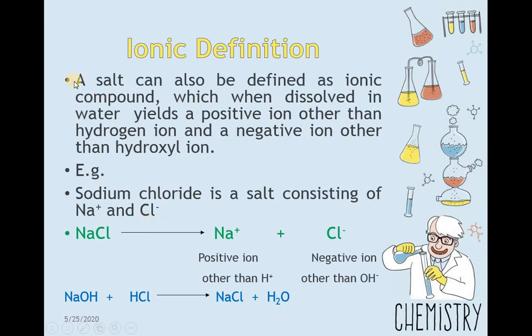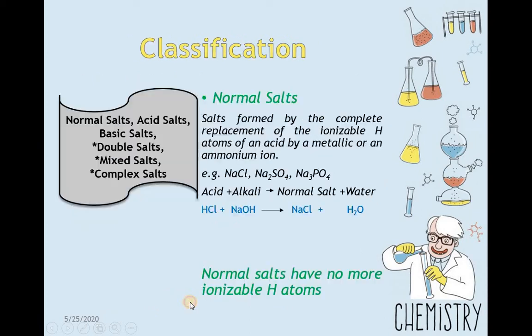Ionic definition of salt. A salt can also be defined as an ionic compound which when dissolved in water yields a positive ion other than hydrogen ion and a negative ion other than hydroxyl ion. Now, sodium chloride is a salt consisting of sodium ion and chloride ion. So, sodium ion is the positive ion other than hydrogen, chloride ion is the negative ion other than hydroxyl. Now, when sodium hydroxide, that is a base or alkali, reacts with acid, it gives you sodium chloride and water. Sodium chloride is the salt. So, this is the neutralization reaction.